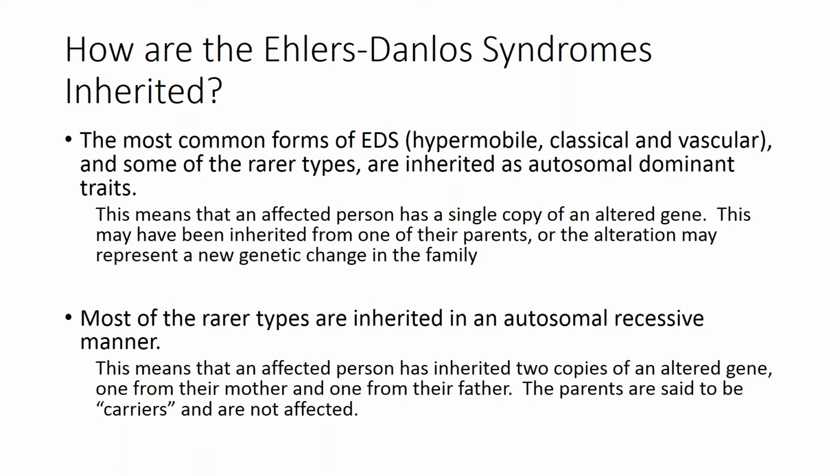And this means that an affected person has only a single copy of an altered gene, which may have been inherited from one of their parents, or the alteration may represent a new genetic change in the family. Most of the rarer types of Ehlers-Danlos syndrome are inherited in an autosomal recessive manner, which means that an affected person has inherited two copies of an altered gene, one from their father and one from their mother. And the parents are said to be carriers and are not affected.